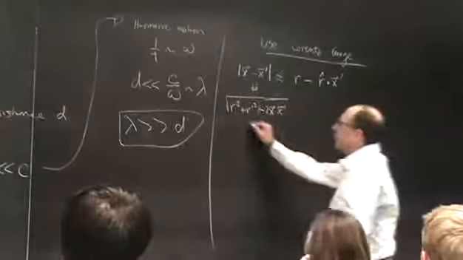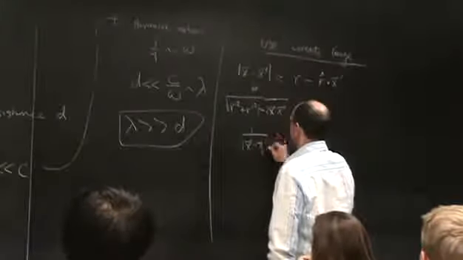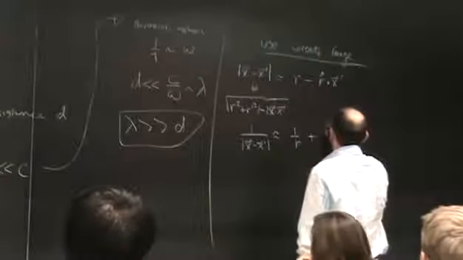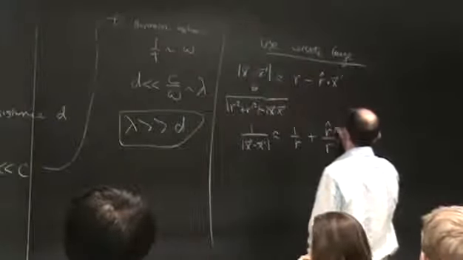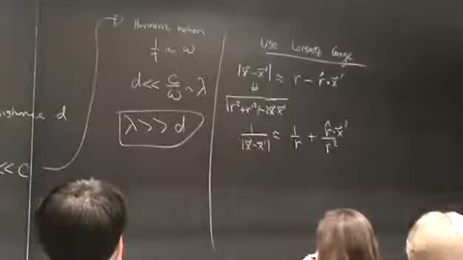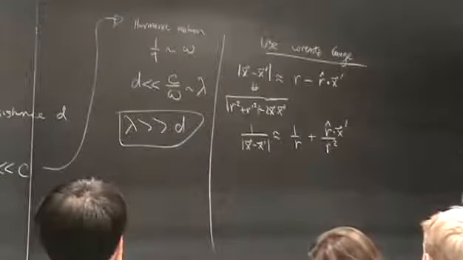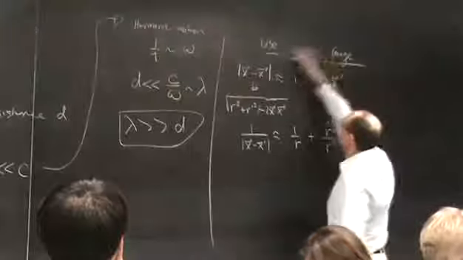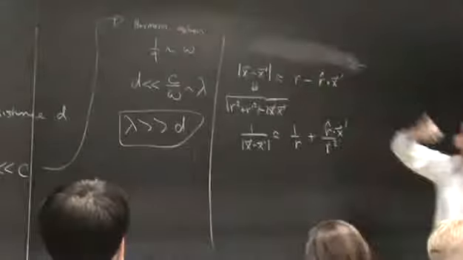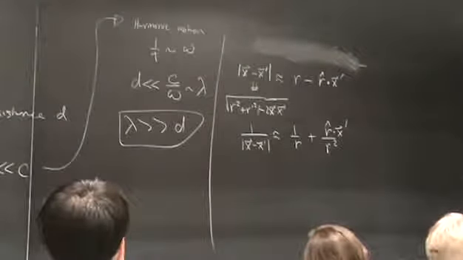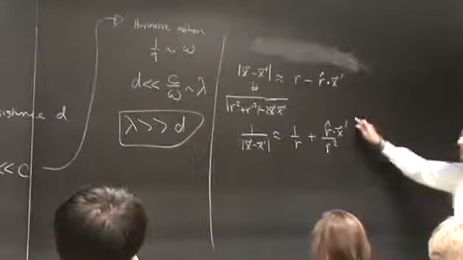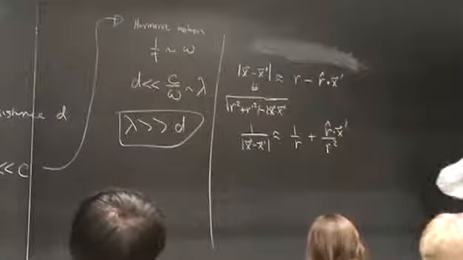Okay, so that meant that 1 over x minus x prime was approximately 1 over r plus r prime over r squared dot x prime. That's the kind of expansion we used when we were doing the multipole expansions. This has nothing to do with the Lorentz gauge. We'll come back to that, so I don't want to confuse you. This is just this. So that's one approximation. You can expand this, of course, to higher orders. We'll get 1 over r cubed, et cetera.